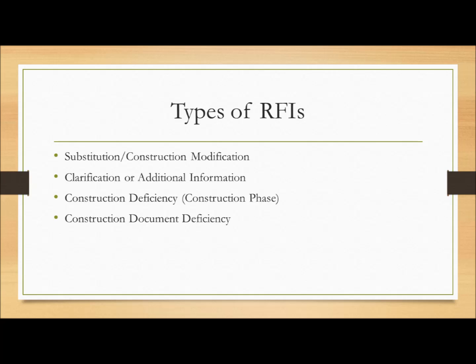There are 4 types of RFIs: substitution, construction modification, clarification or additional information, construction deficiency, which is during construction phase, or construction document deficiency.